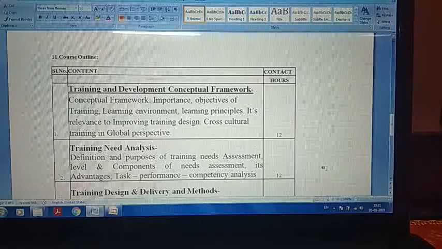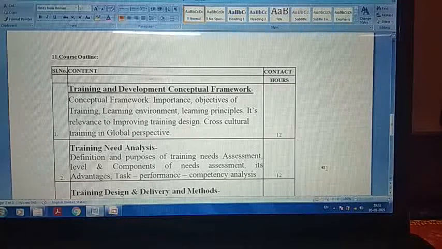Then cross-cultural training in global perspective. As you know, today it is not only the domestic companies and organizations which are working, it's a whole ethnic and multicultural environment that we have in multinational companies. So cross-cultural training is very important, and that too in global perspective, because most of the companies have gone global. So there is a lot of attraction with Japanese, with Korean, with Chinese, with American, with European companies. So naturally that kind of cross-cultural training is very important in today's context, in the global perspective, right?